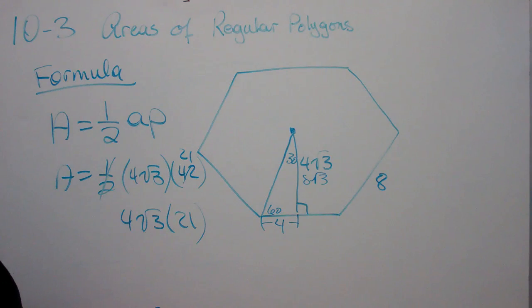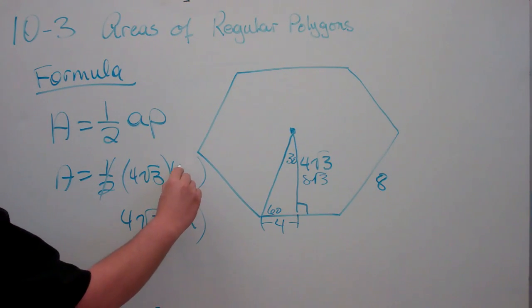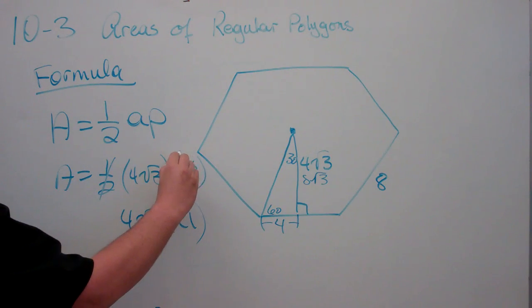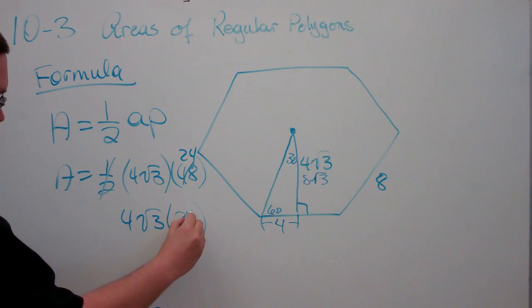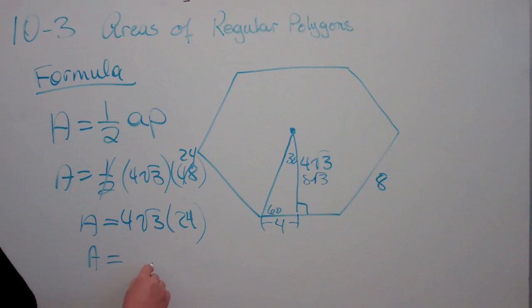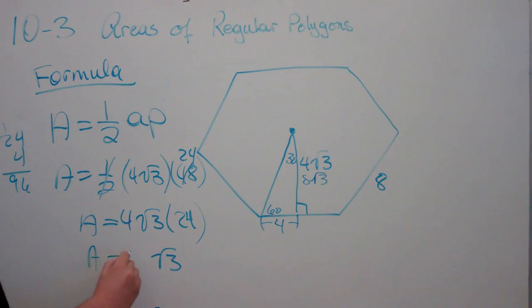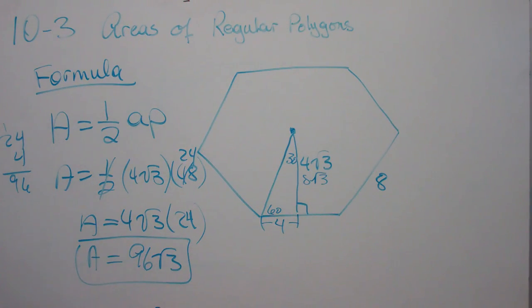Or, wait, 6 times 8 is 48. What am I doing? 48. Half that is 24. Sorry about that. Now, you can either punch this into your calculator and round to the nearest whole number, or if you're doing it without a calculator like I am, 4 times 24 times the square root of 3. So 4 times 4 is 16, 4 times 2 is 8, 96. I would take 96 times the square root of 3 as a correct answer.